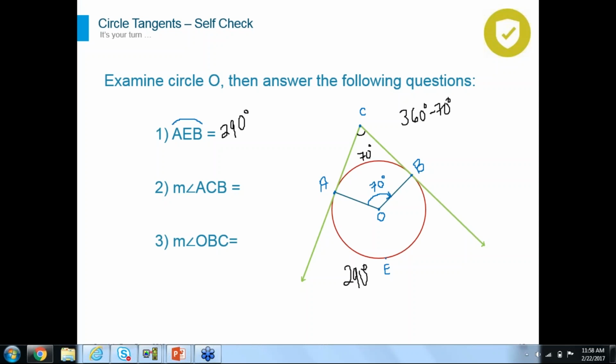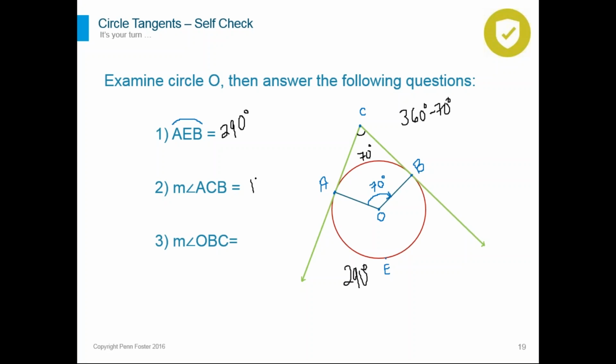Okay, let me share my answer. You're going to take half of the difference. So you're going to do 290 minus 70. Take half of that. That will give you 110 degrees. So this is 110 degrees. And then number 3, what is the measure of OBC?